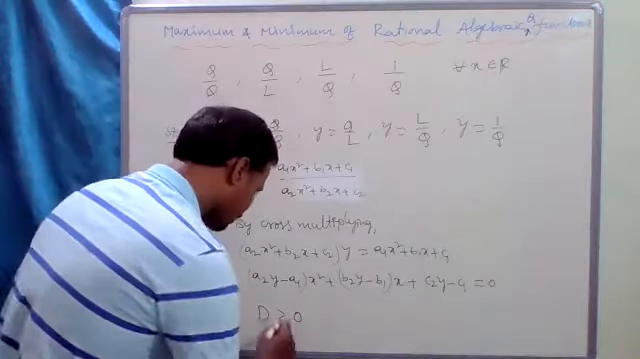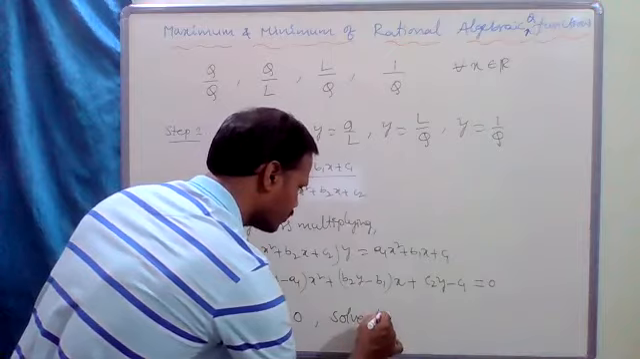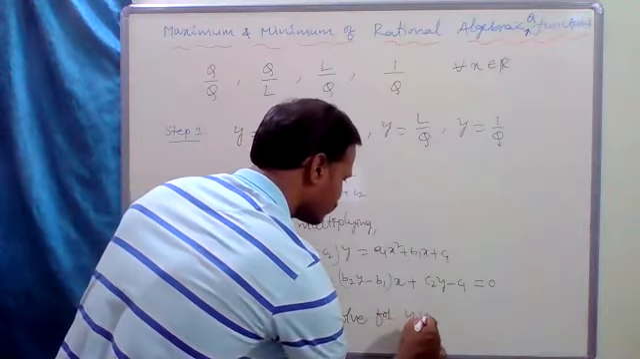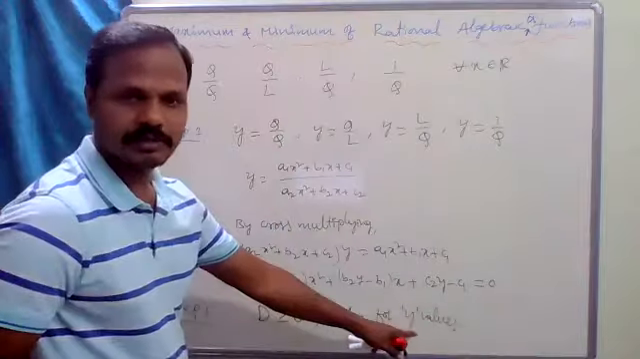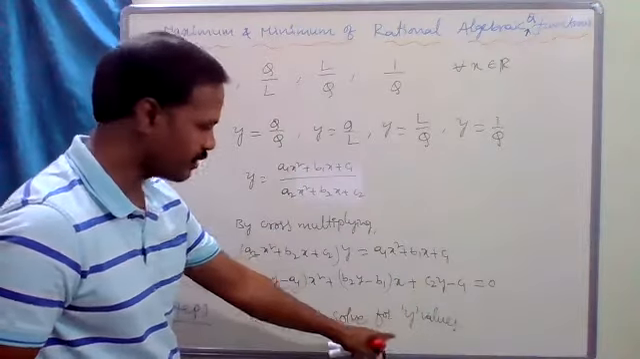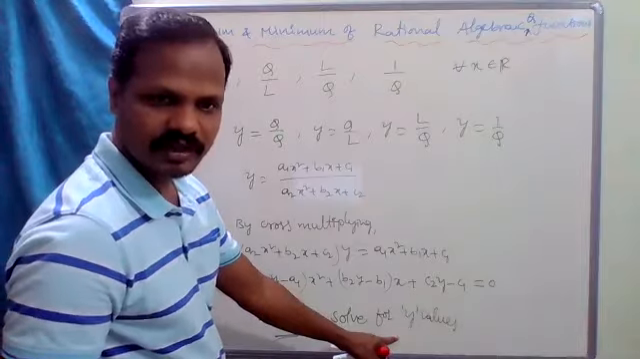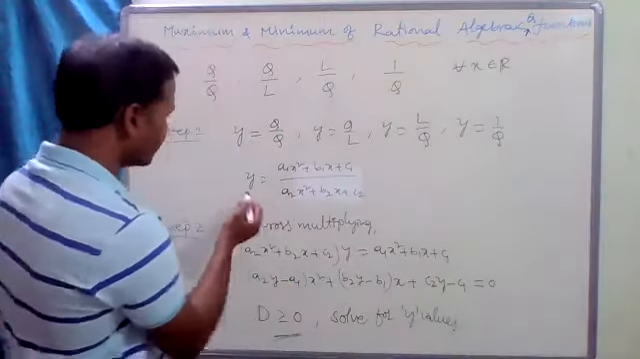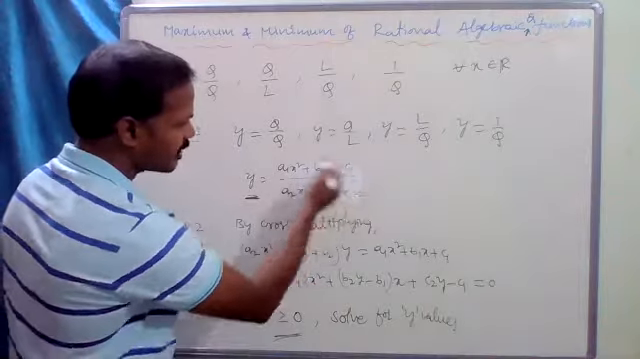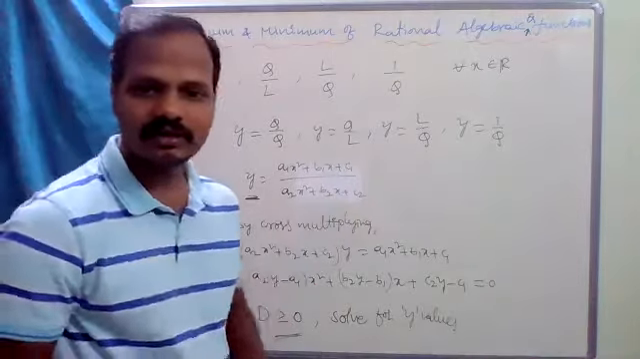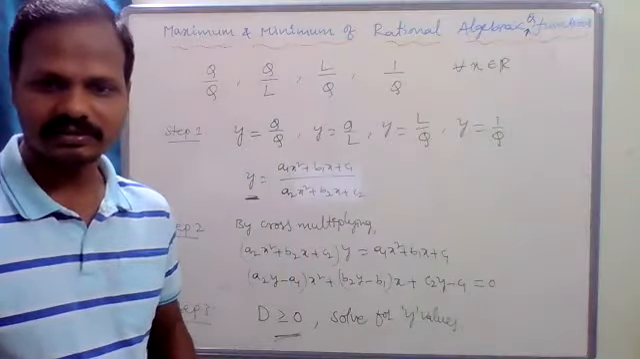So D greater than or equal to 0, solve for y. Solve for y values. That means you will get the y value. Since it is an inequality, you will get the minimum value of y and the maximum value of y. The minimum and maximum of y is nothing but the minimum and maximum of the rational quadratic expression. Is it clear?